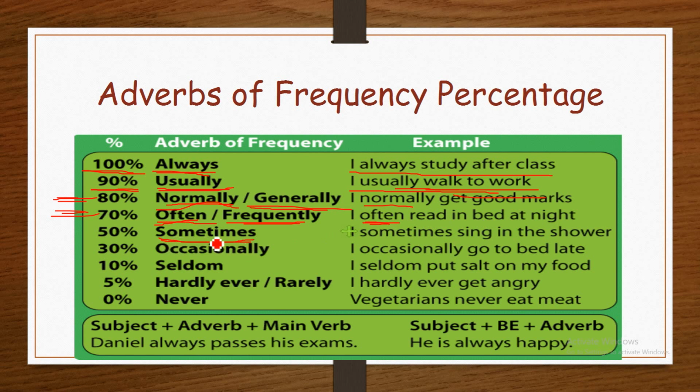Sometimes is half. It means it is 50%. For example, I sometimes sing in the shower. It means I 50% sing in the shower. Occasionally is 30%. For example, I occasionally go to bed late. I 30% go to bed late.